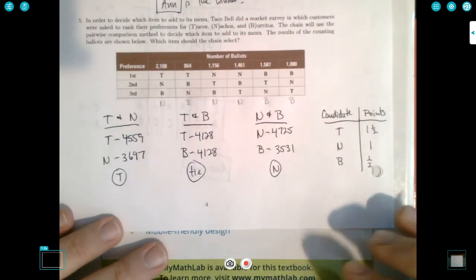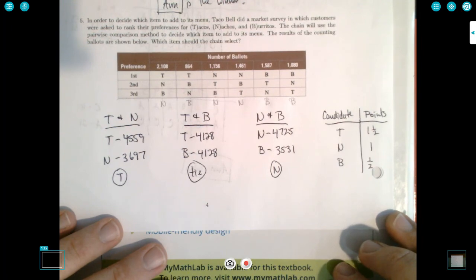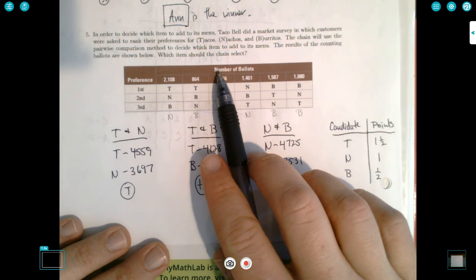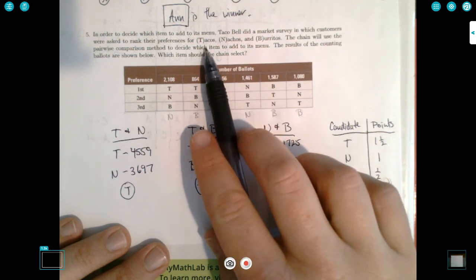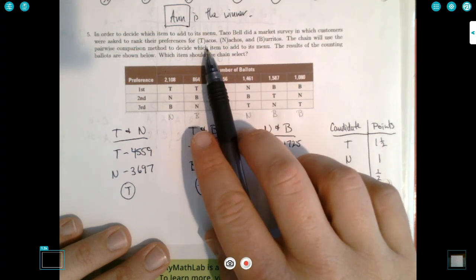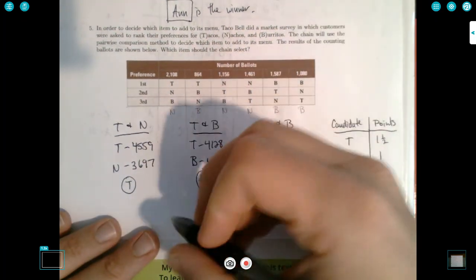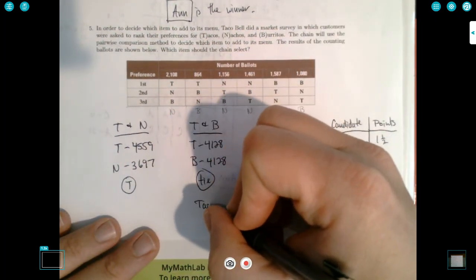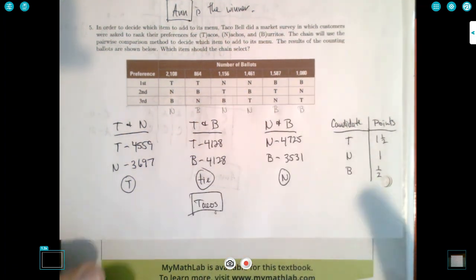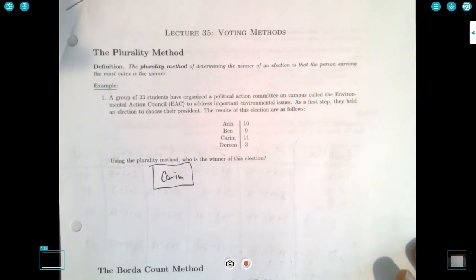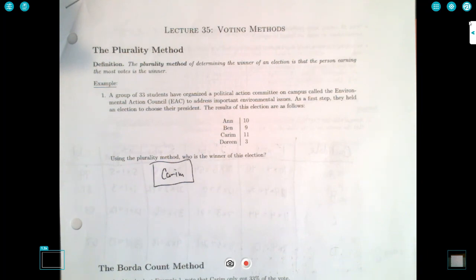Okay, so the winner is tacos, right? So which item should the chain select? Taco Bell should, I guess, sell more tacos, put more tacos on the menu, whatever. Okay, so tacos are the winner. Okay, so that's how the pairwise comparison method works. In the next lecture, we'll talk about sort of the benefits and drawbacks of each of these voting methods.